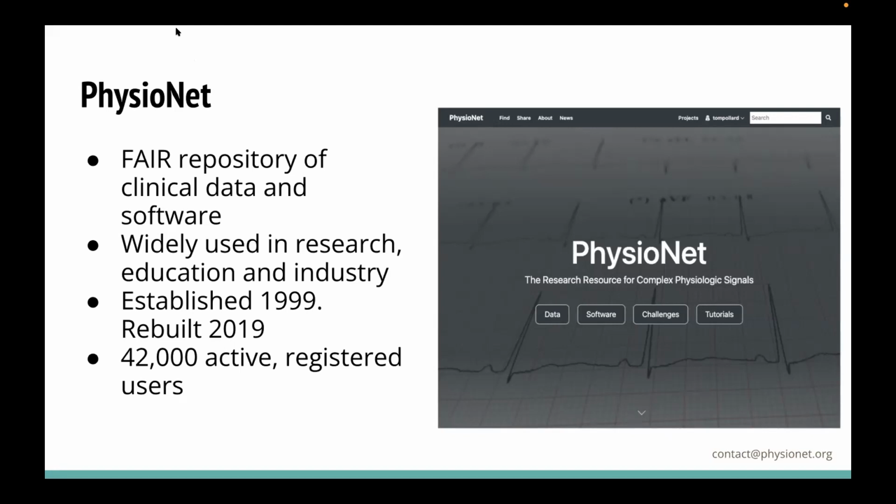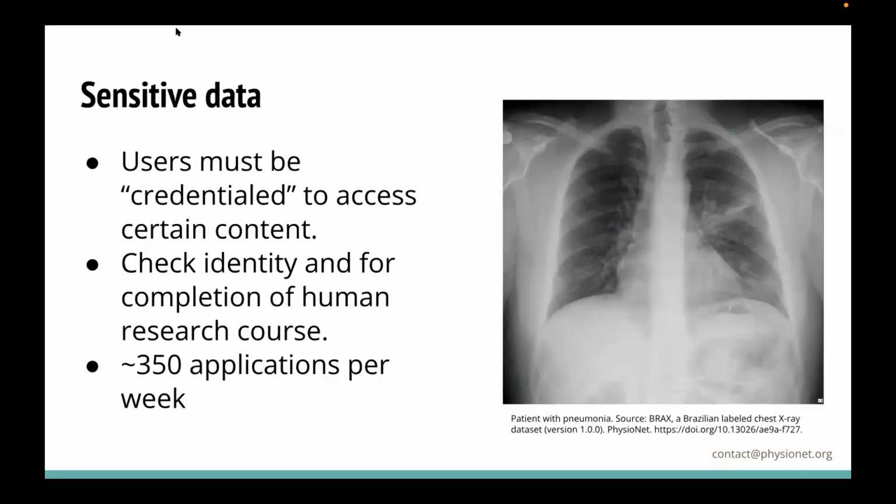PhysioNet was established in 1999 through funding from the NIH. We completely rebuilt the platform at the end of 2019 to follow the FAIR principles, and we now have just over 42,000 active registered users, people using our data and software and registered in the system.